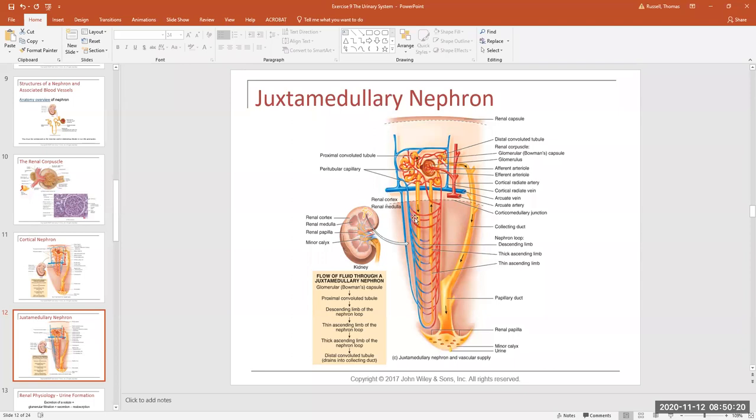Now, juxtamedullary nephrons have a loop of Henle or a nephron loop that's very long and it dips almost all the way down to the tip of a pyramid at the renal papilla. So they have very long loops, nephron loops.